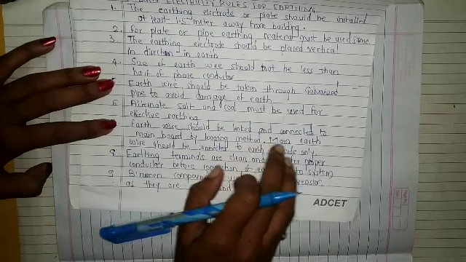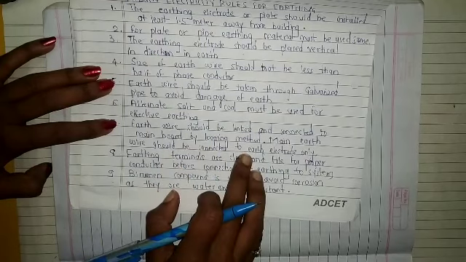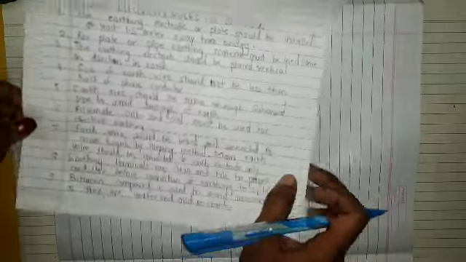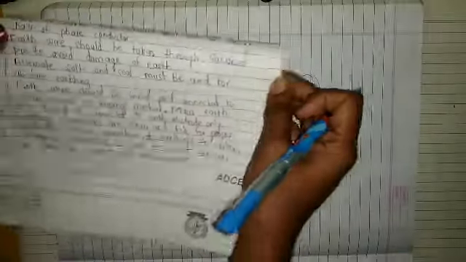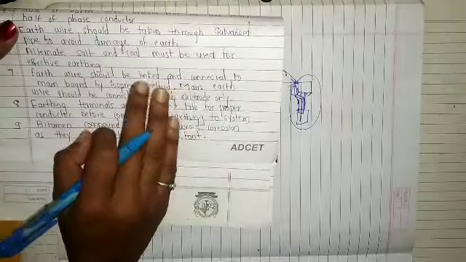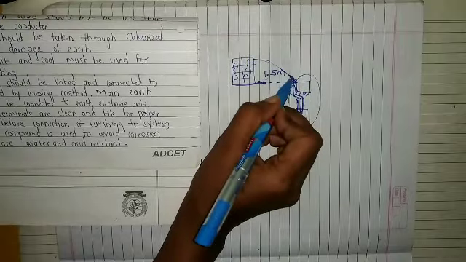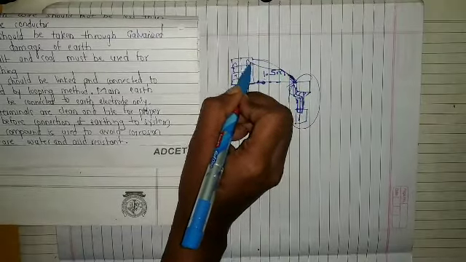Now the seventh point is, the earth wire should be linked and connected to the main board by the looping method. The main earth wire should be connected to the earth electrode only. Now what is the meaning of this sentence? It is saying the earth wire should be linked and connected to the main board. That means whatever wire comes from this terminal should be linked to the next one.